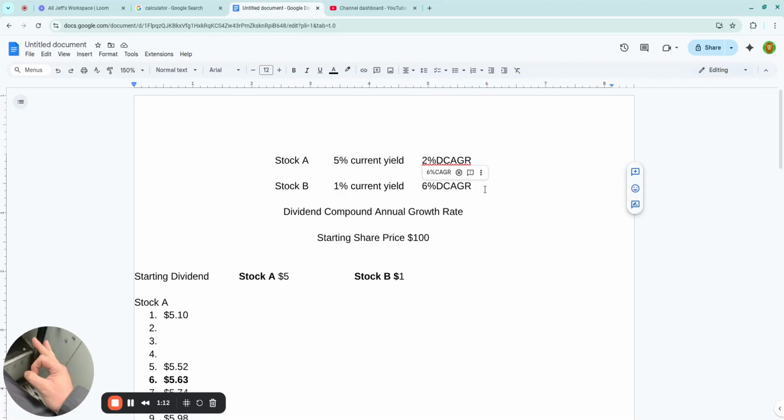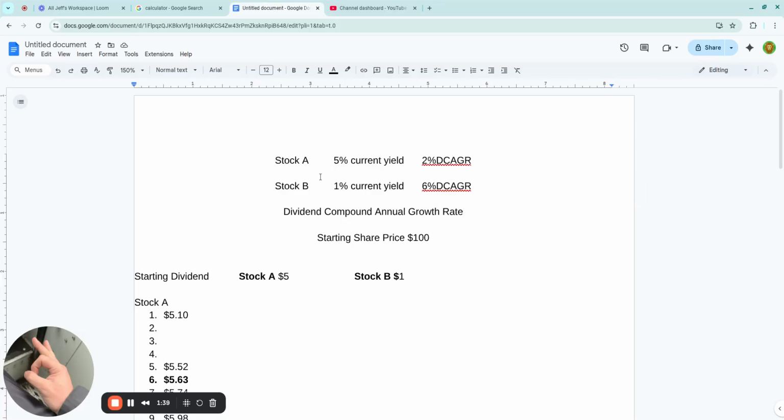However, if you're someone who's planning on working for a long period of time, let's say you're in your 20s, maybe you're in your 30s, you love your job, you want to work for a very long period of time, you really don't need the money. You may want to go with a stock similar to stock B that has a higher dividend compound annual growth rate. So over long periods of time, this will typically pay more at some point.